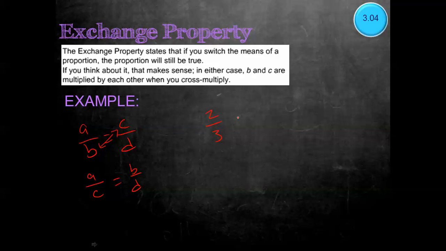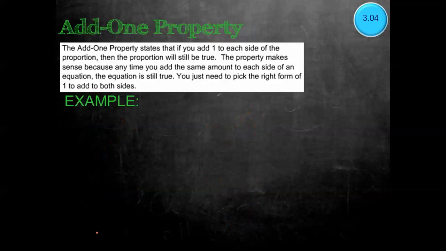So for example, here if I have 2 over 3 equals 10 over 15, I can just flip-flop these two. I could say that 2 over 10 equals 3 over 15, okay? And if we were to reduce these, 2 over 10 is 1/5, 3 over 15 is 1/5, so they are still equal to each other.